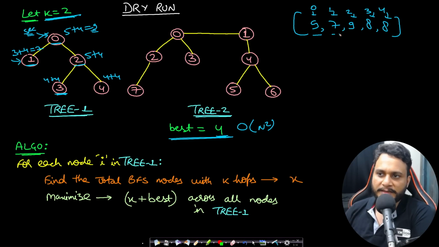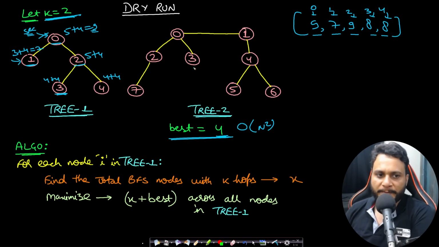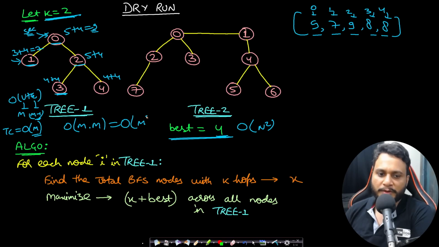So we are covering 9, 7, 9, 8, 8. If you look at the answer, we are covering 9, 7, 9, 8, 8. This is the same example that we had taken, right? So in this case, we are applying again m times BFS on the first tree, and each BFS can be order of v plus e, and the number of vertices is, let's say, m. Edges will be m minus 1 because this is a tree. So the time complexity for each BFS will be m plus m, which is order of m. And if you apply it m times, then this is going to be order of m square.